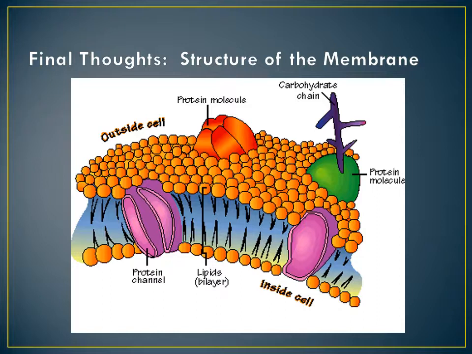Form determines function. We've got these phospholipids that are amphipathic, interacting with proteins, both of which may have carbohydrates. They're constantly shifting around, allowing some things into the cell and not others.